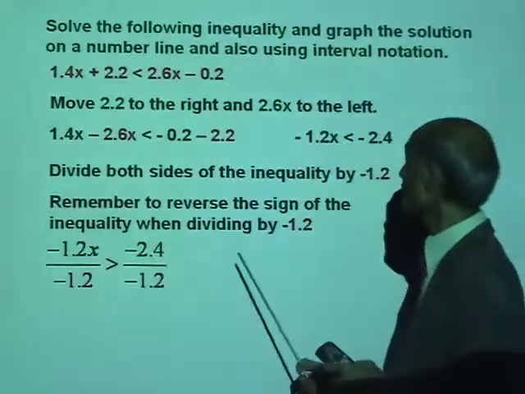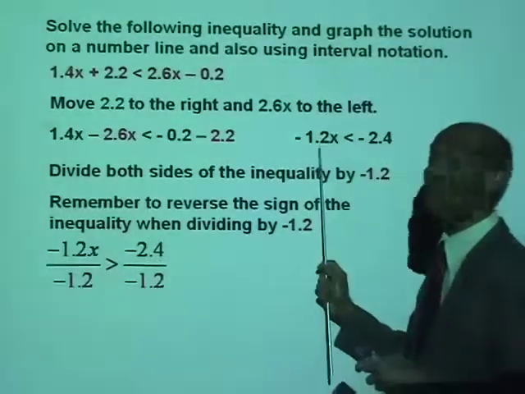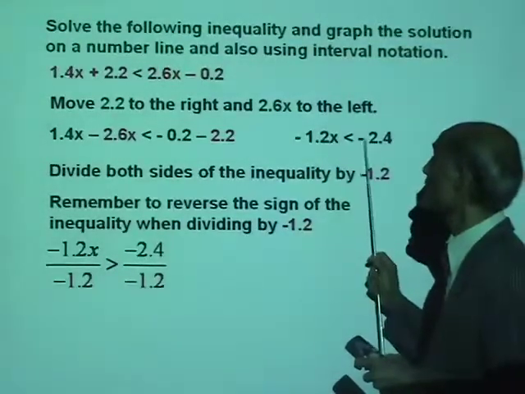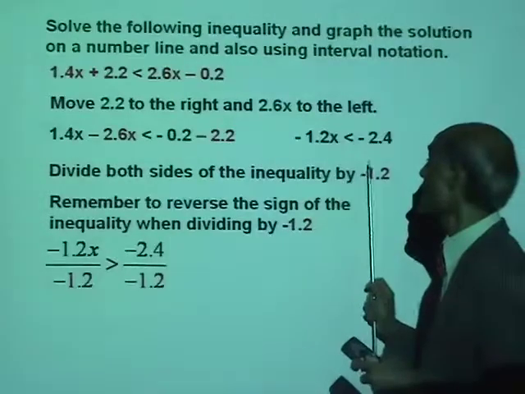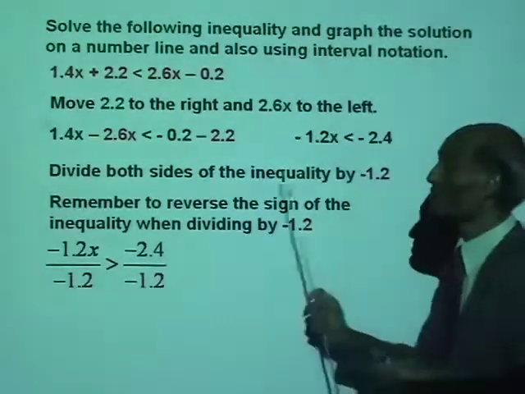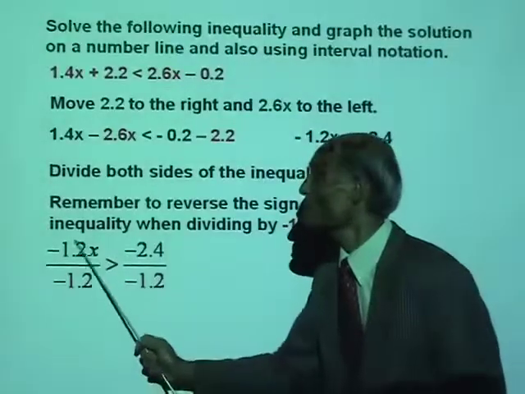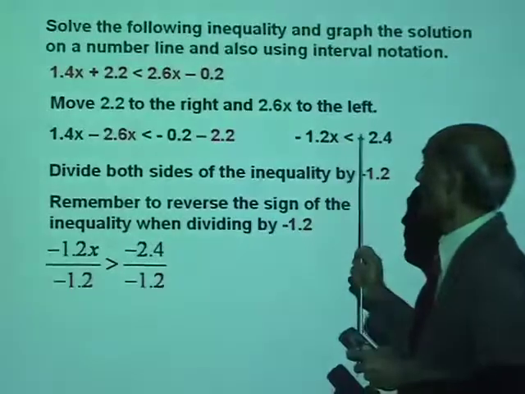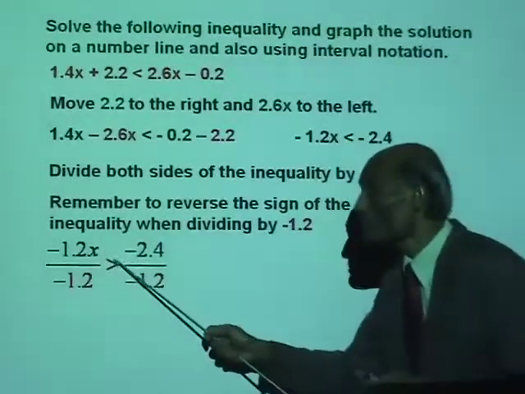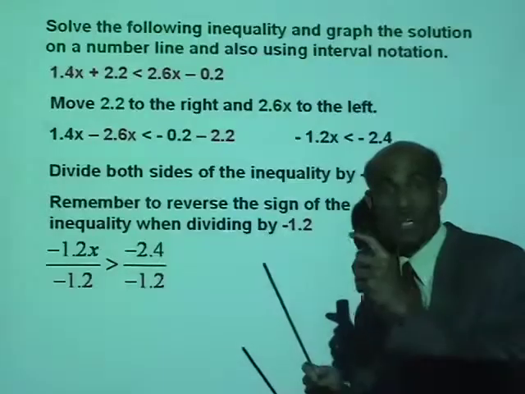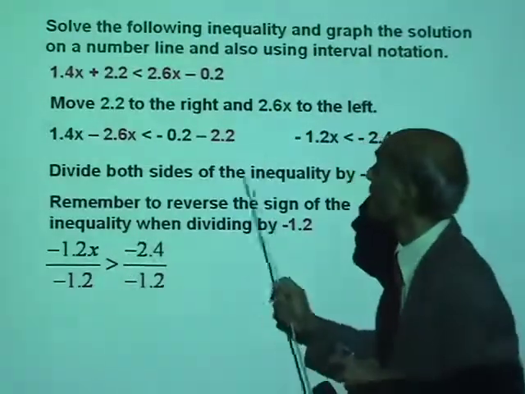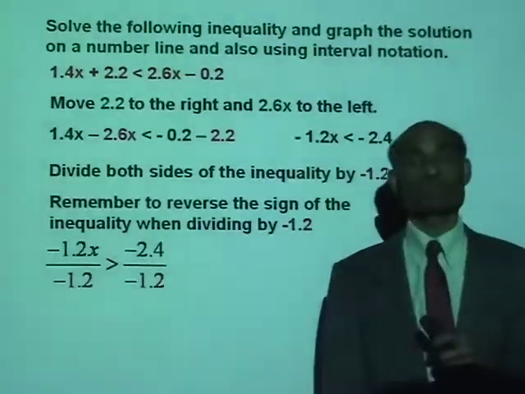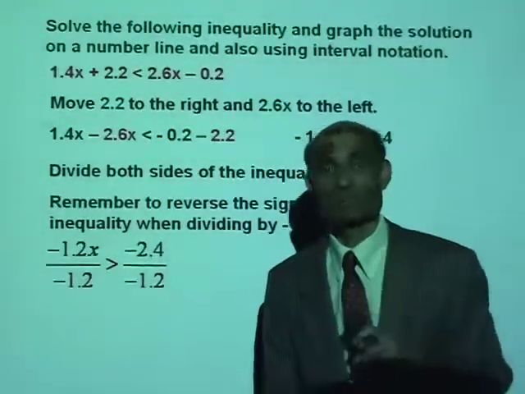So look at the way I'm doing it now. This is the inequality we have: negative 1.2x less than negative 2.4. Divide that by negative 1.2. Negative 1.2x divided by negative 1.2. Now, the less than becomes greater than. Reverse the sign of the inequality. Greater than negative 2.4 divided by negative 1.2. I hope you understood it.